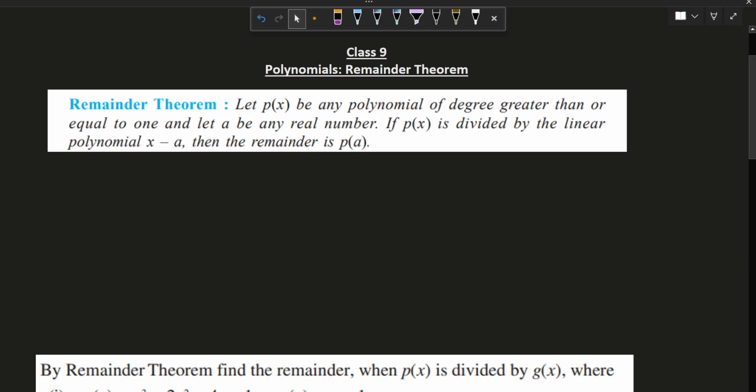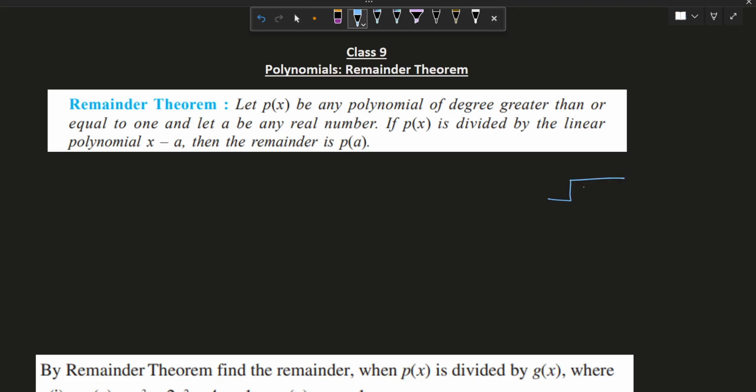Hello students, so today's topic is polynomials, and in polynomials we are going to learn about the remainder theorem. Now you have done polynomials in your beginning exercise, so you know what a polynomial is and what the degree of a polynomial is, everything you know. Now here we need to find the remainder when we divide a polynomial with another polynomial.